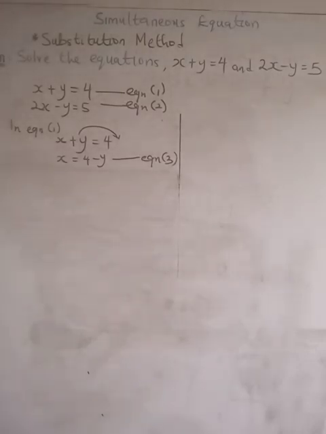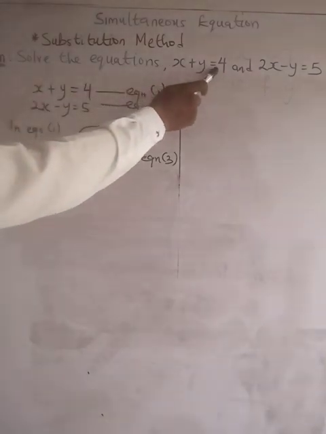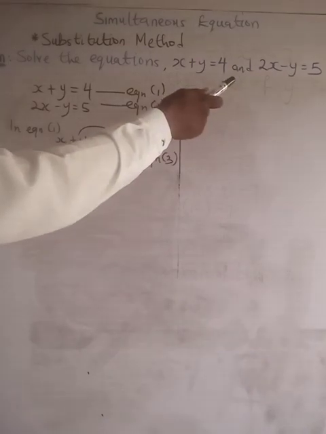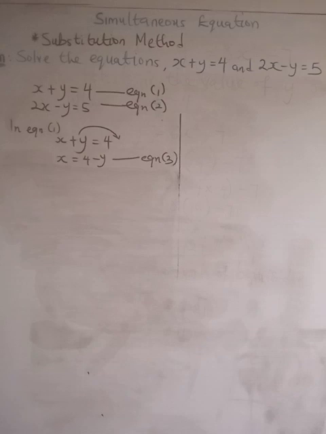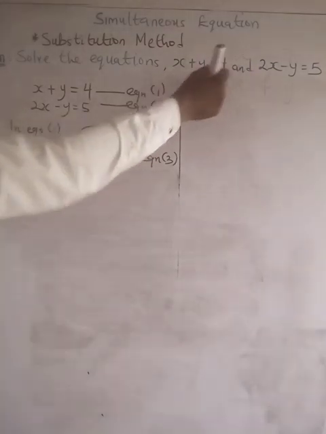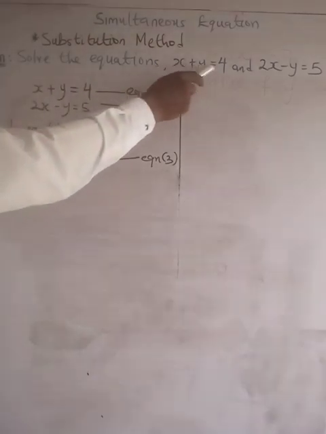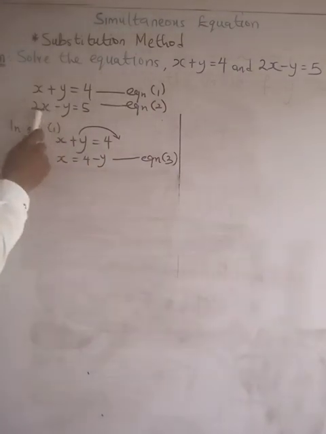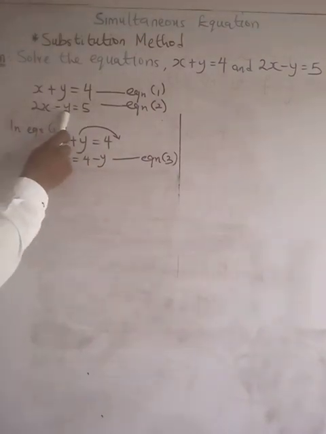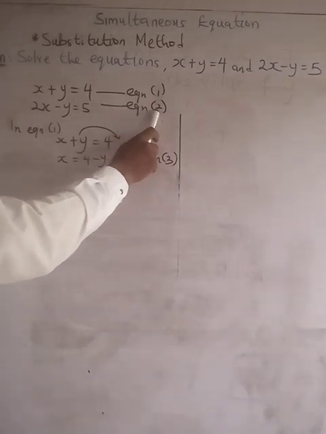Simultaneous equation, substitution method. Solve the equations x plus y equals 4 and 2x minus y equals 5. So there are two equations there, and they are written here. x plus y equals 4 happens to be equation 1, and 2x minus y equals 5 happens to be equation 2.